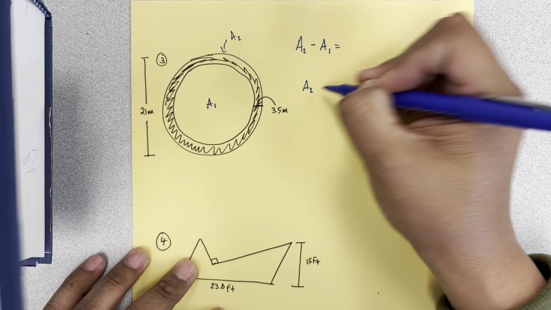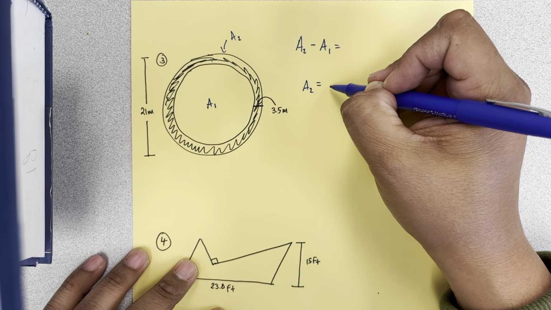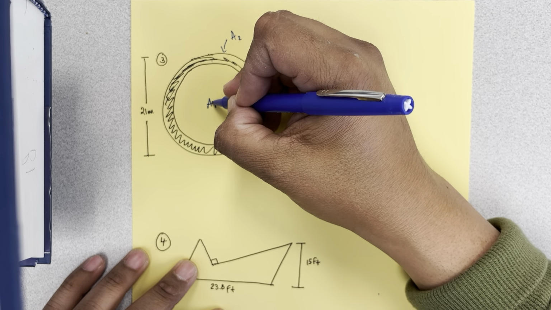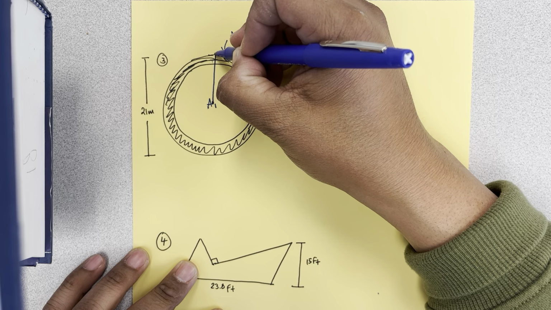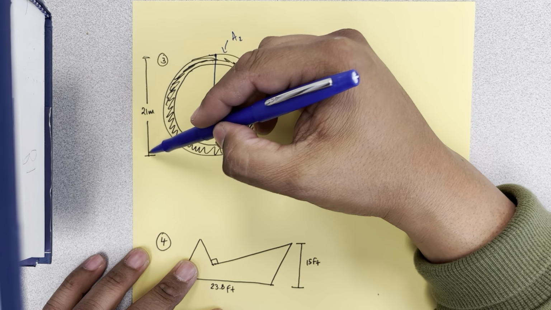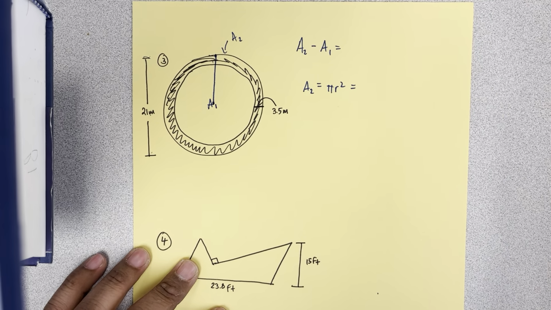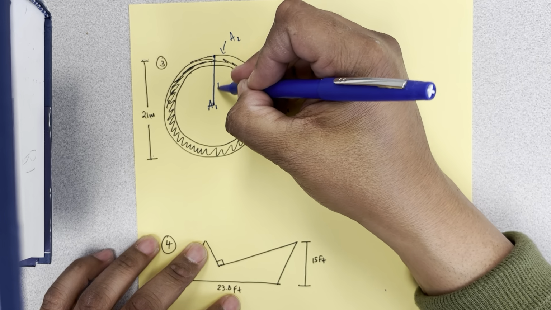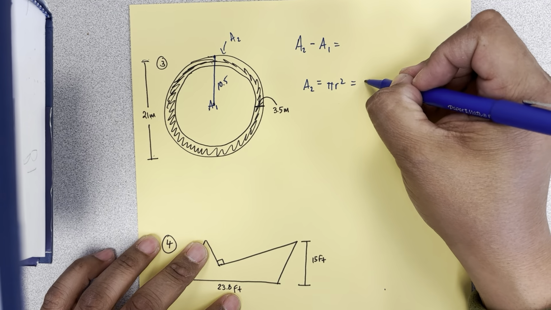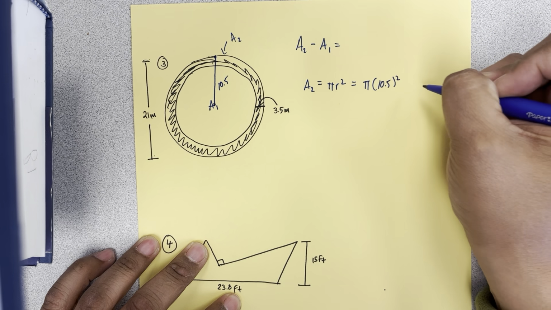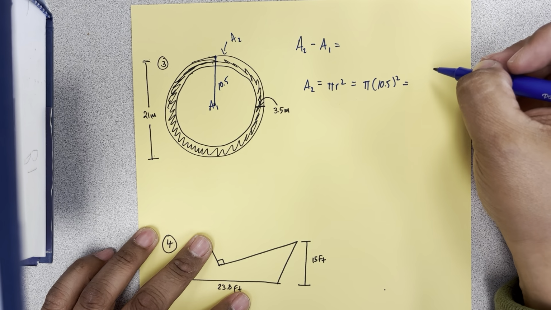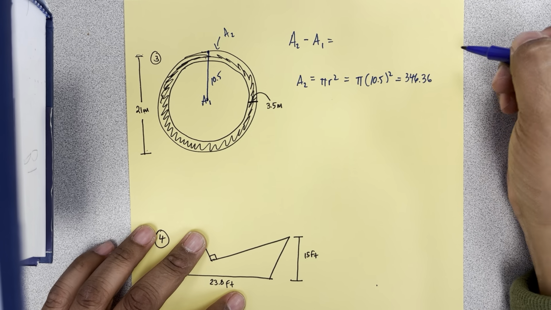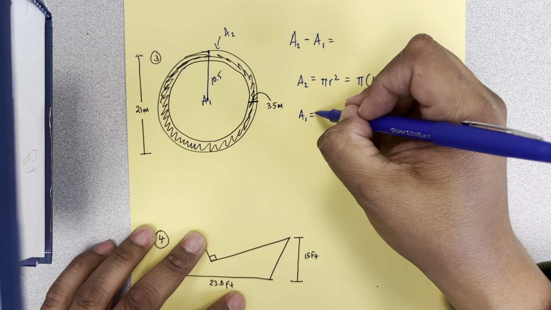So let's find the area of A2, which is the big circle. Well, the area of a circle is pi r squared. Here we need to figure out what the radius is. From the center of the circle to the outside, they're telling us from here to here is 21 meters, which is the diameter, right? To find the radius from that, we divide it by 2. So this ends up being 10.5 because that's half of 21. So pi times 10.5 squared. When we multiply that out, we end up getting 346.36.